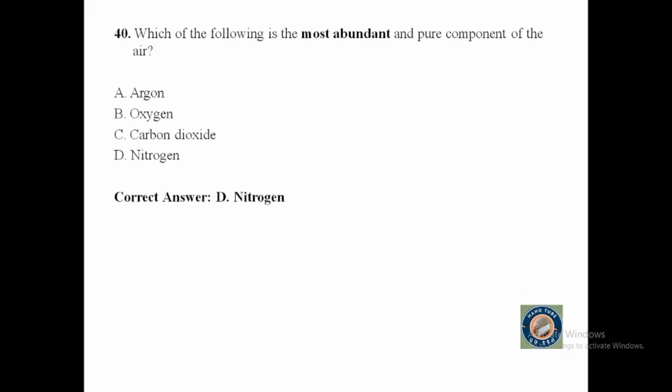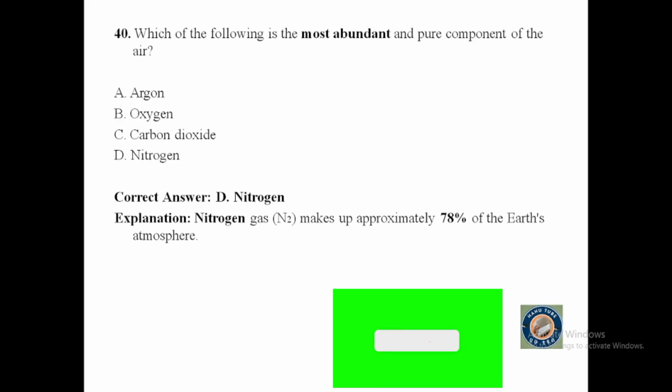Question number 40. Which of the following is the most abundant and pure component of the air? A. Argon. B. Oxygen. C. Carbon dioxide. D. Nitrogen. The answer is nitrogen, because nitrogen gas makes up approximately 78% of the Earth's atmosphere.